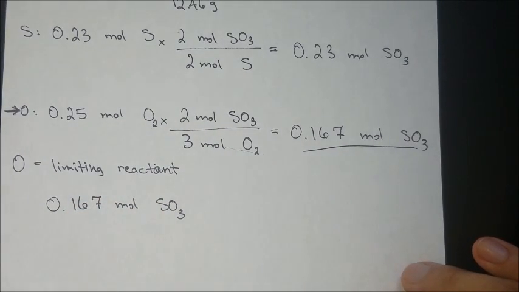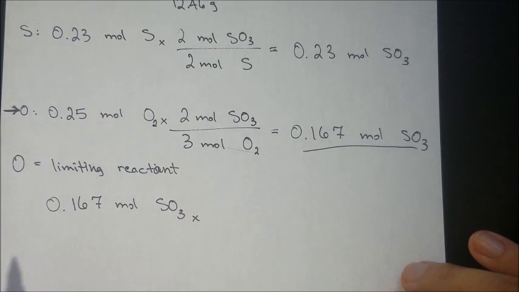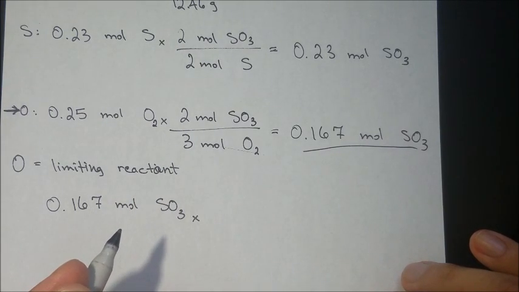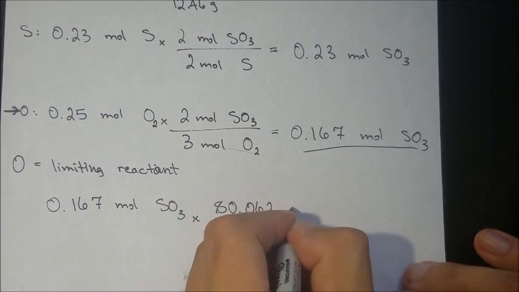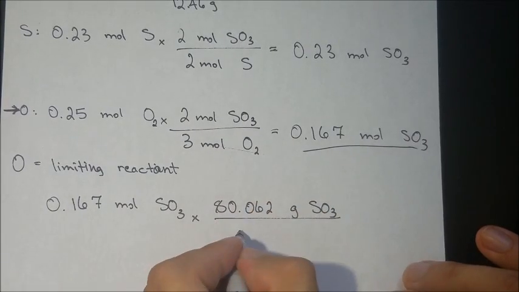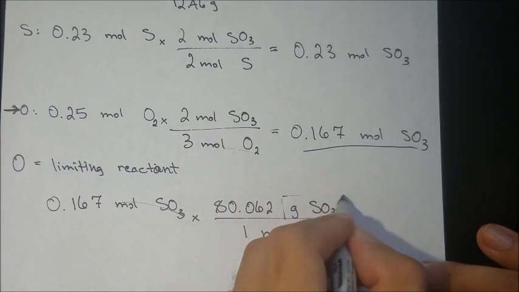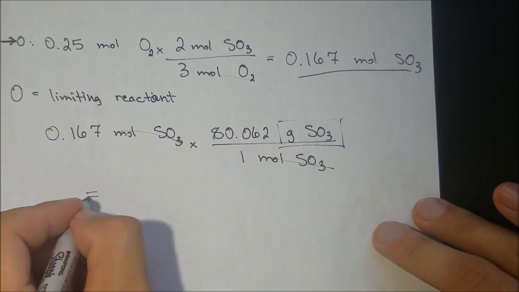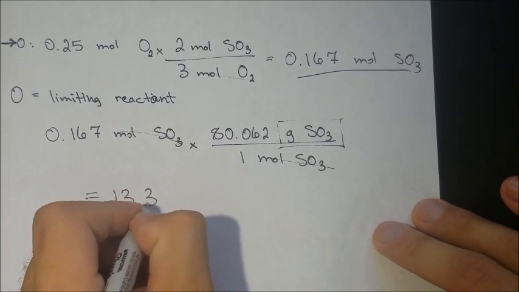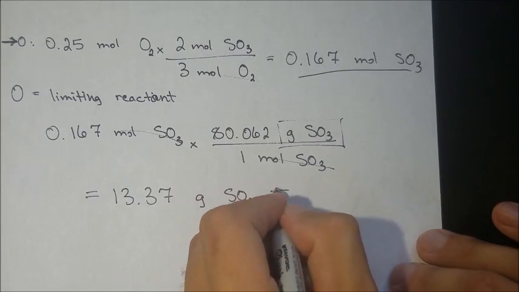And if we want to do the percent yield, and we've got grams, then we have to figure out some way to calculate grams from these moles. The way we do that is we go to the periodic table and calculate how much a mole weighs. I went ahead and did that ahead of time. So that's 80.062 grams of SO3 per mole. So moles cancel, and now we're in grams of SO3. So this is now going to be 13.37 grams of SO3. This is our theoretical yield.